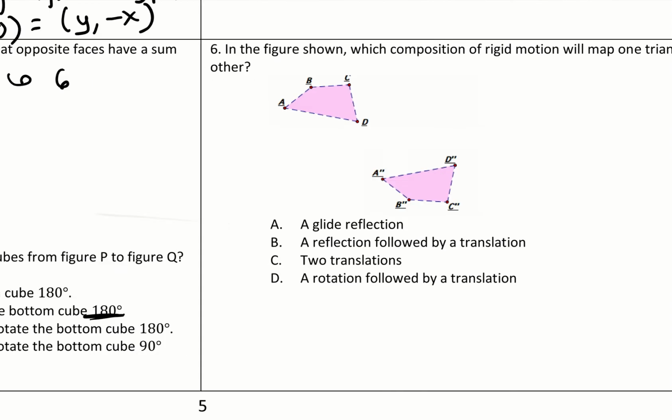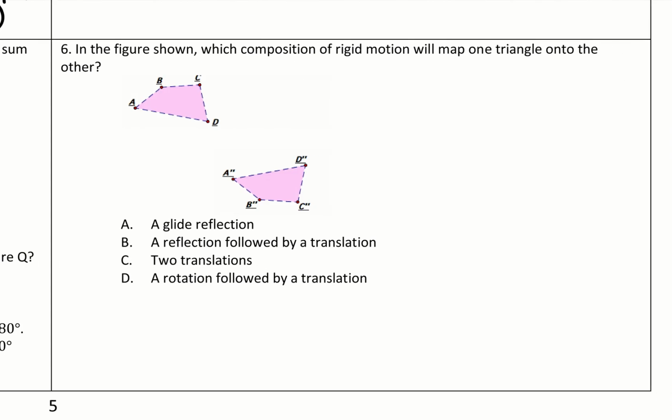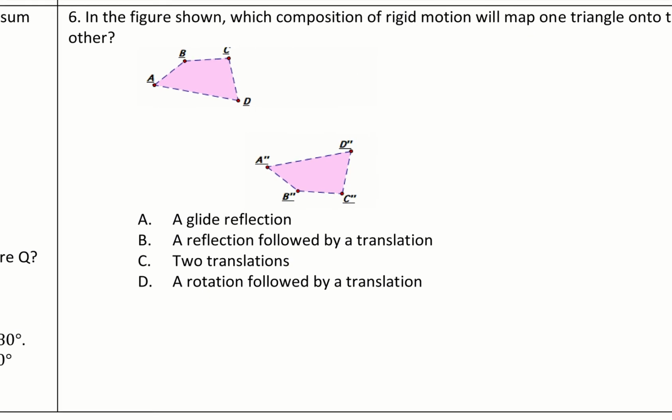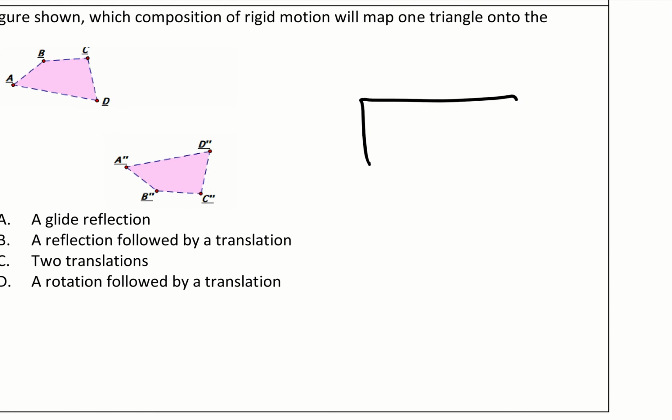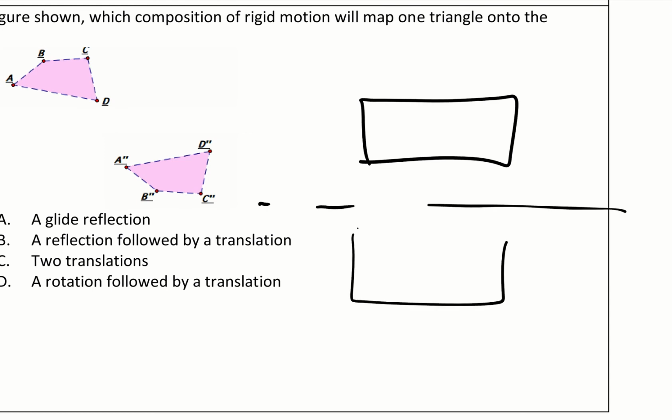Number 6, in the figure shown, which composition of rigid motion will map one triangle into the other? So we just got to figure out the transformation here. If I do a glide reflection, remember a glide reflection is when you take an object, you reflect it, and then you translate it parallel to that axis.